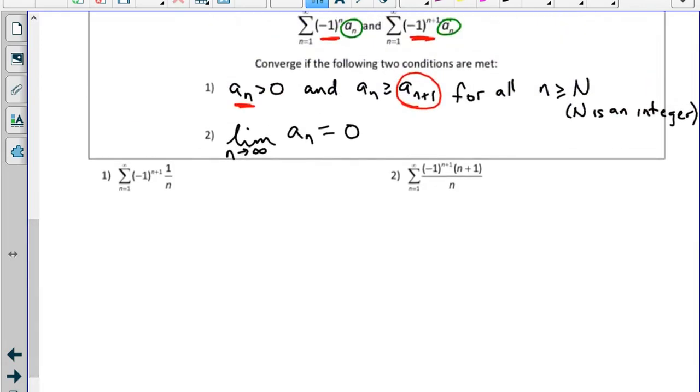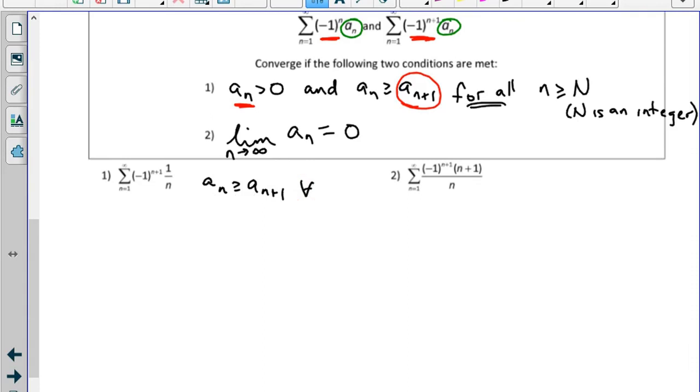We have the sum from n equals 1 to infinity of -1 to the n plus 1 times 1 over n. So let's take a look at this. We can say that a sub n is greater than or equal to a sub n plus 1 for all. You may see this mathematical notation somewhere. I'm going to use it throughout the video because it's a lot easier for me to continue to do that. It's an upside down A.